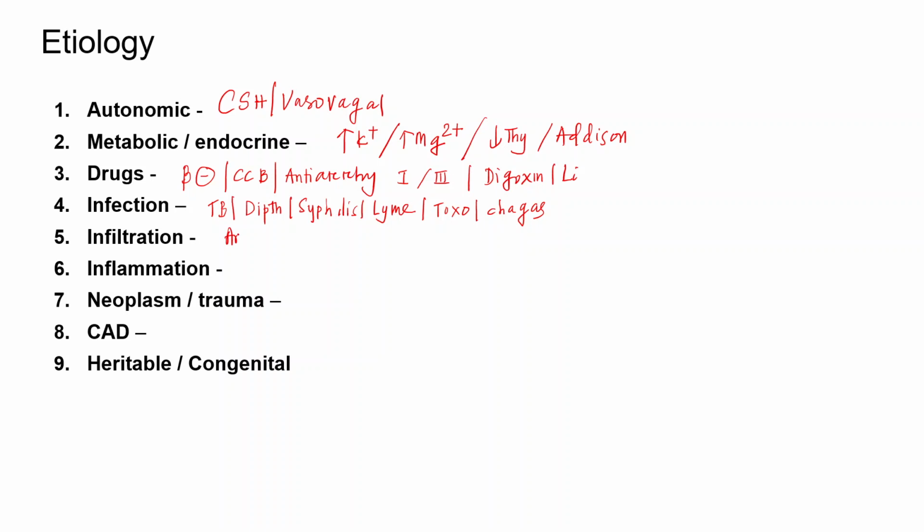Infiltration, very simple: amyloid, sarcoidosis, or hemochromatosis. Inflammation usually includes the connective tissue disorders, especially SLE, RA, systemic sclerosis, mixed connective tissue disorders. Neoplasms or trauma include lymphomas, mesotheliomas.